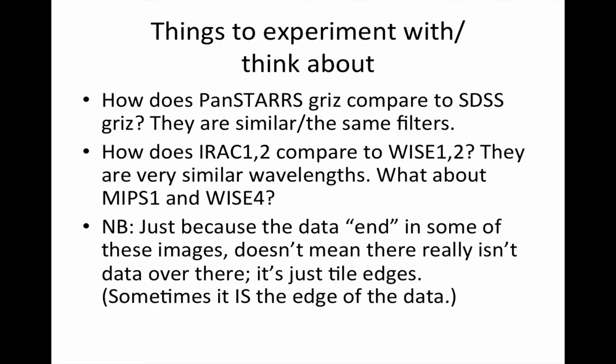So things that you can think about before you get here in the summer is looking at how Pan-STARRS grizY compares to Sloan ugriz. Pan-STARRS has an additional y and Sloan has an additional u, but griz should be awfully similar, if not actually the same filters. So how do the images compare? Which one is deeper? Which one sees fainter sources? And you can do the same thing looking at IRAC 1 and 2 and WISE 1 and 2. Very similar bands, not the same, but very similar. How do they look different? And the same for MIPS 1 and WISE 4.